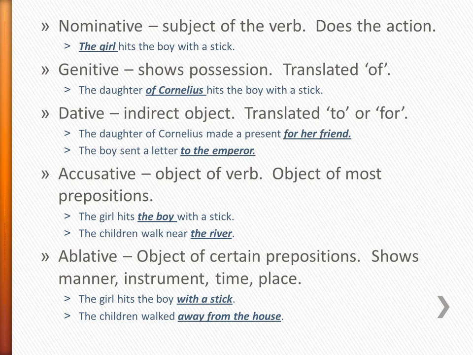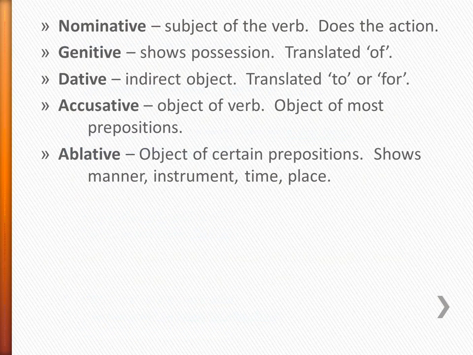The children walked away from the house. Away is a preposition that's followed by an ablative case noun. So house would be in the ablative case. The girl shouted in a loud voice. That shows the manner in which she shouted, how she shouted. So "in a loud voice" would be ablative.